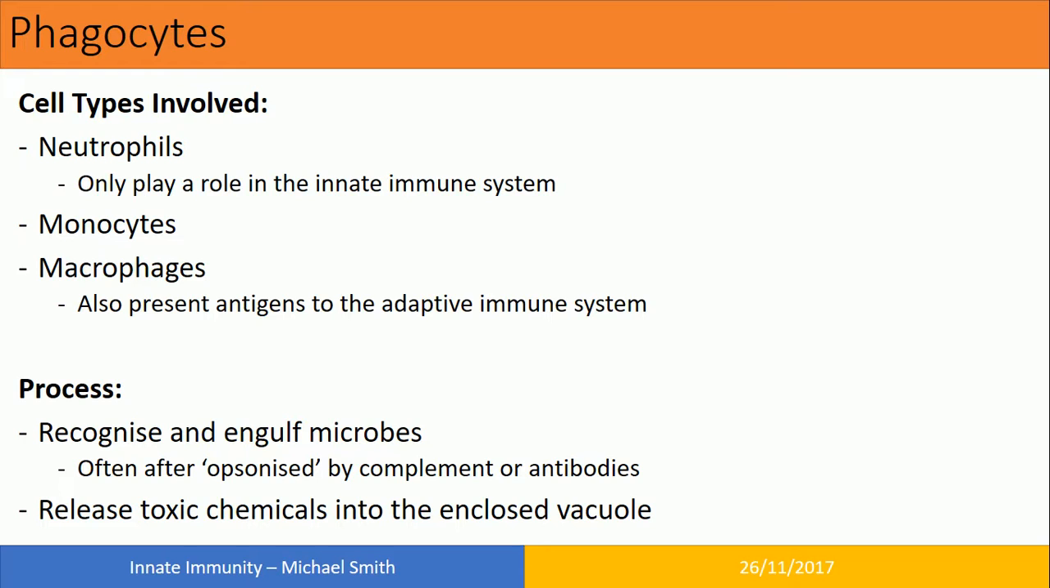So the phagocytes are able to play their role. Once they've engulfed this microbe, they then release their toxic chemicals into it, and that breaks it down from the inside. And then, as I said, our monocytes and our macrophages put the antigens on the outside of their cell to demonstrate the type of cell that they've broken down.